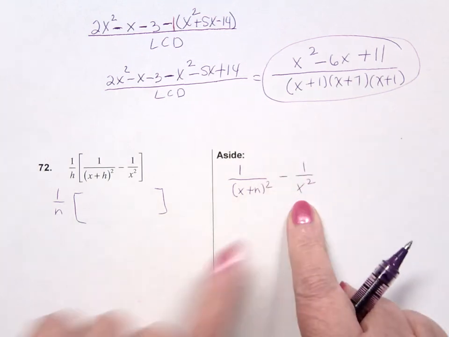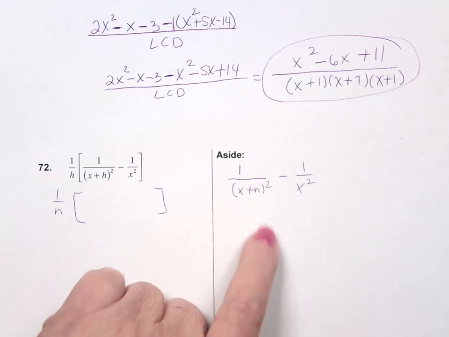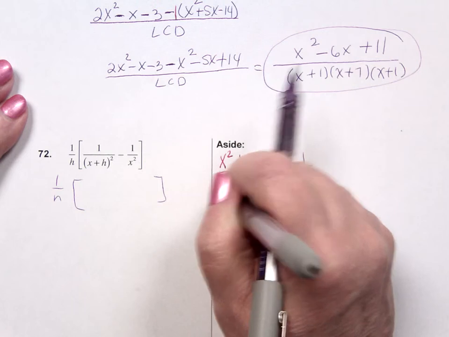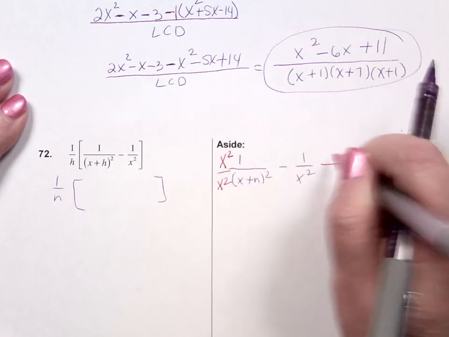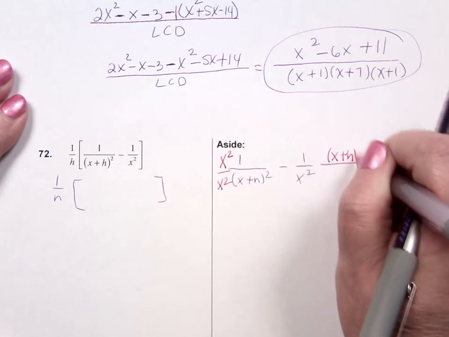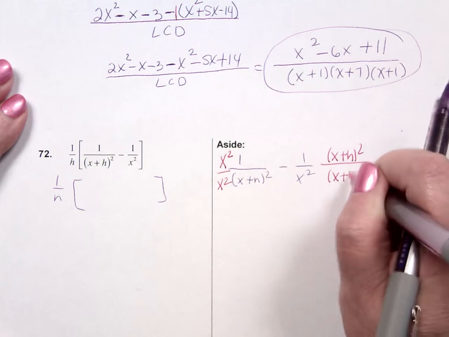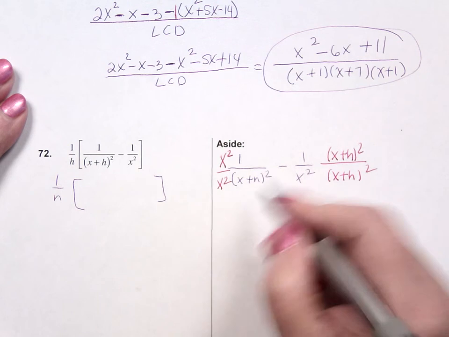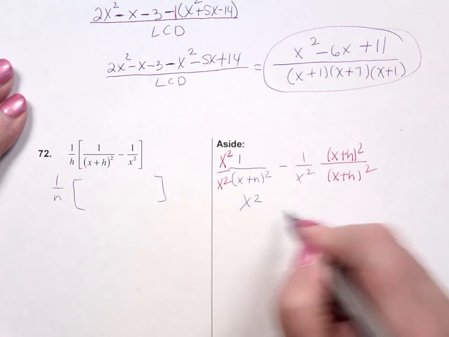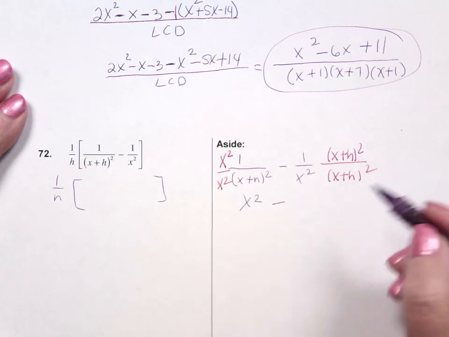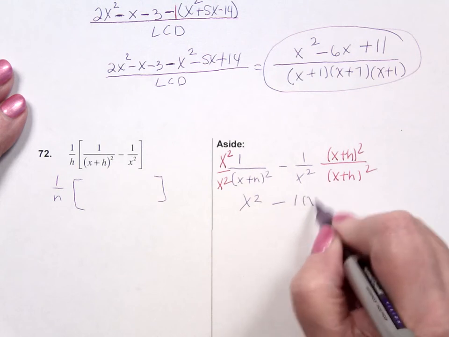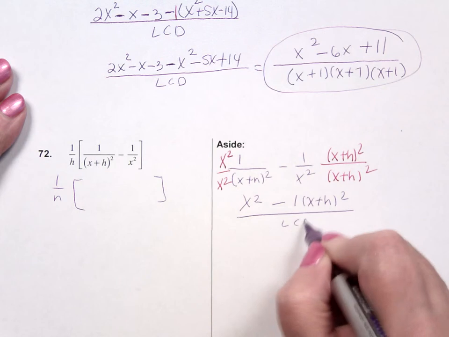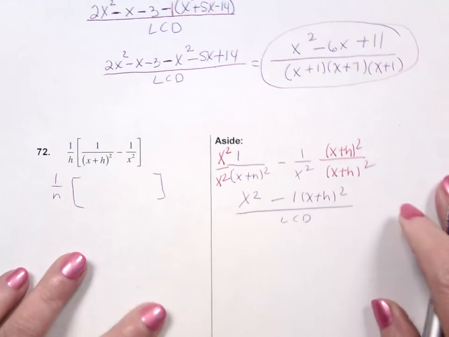And the LCD is just the product of these two. So this gets multiplied by x squared over x squared. And this one gets multiplied by (x plus h) squared over (x plus h) squared. So then I'm going to have x squared subtract 1 times (x plus h) squared over the LCD, which is x squared times (x plus h) squared.